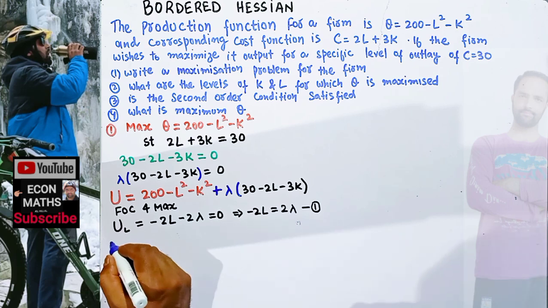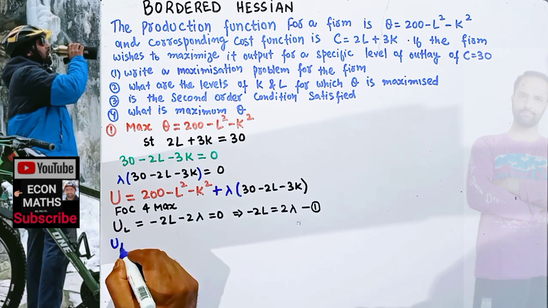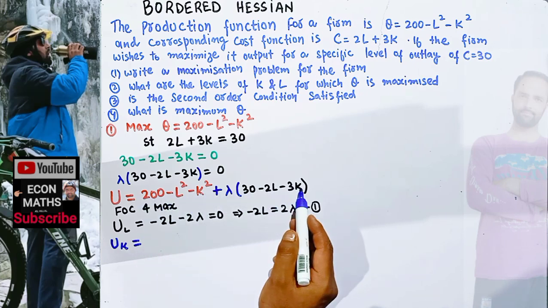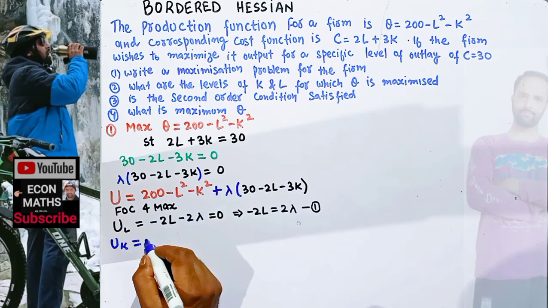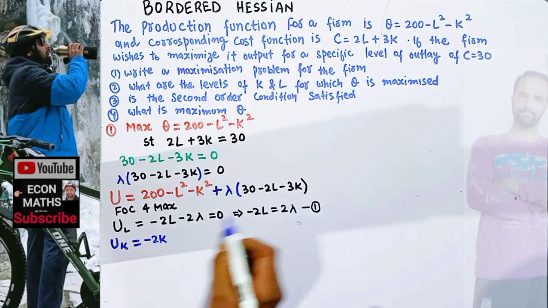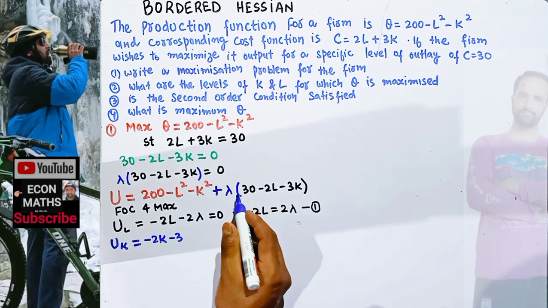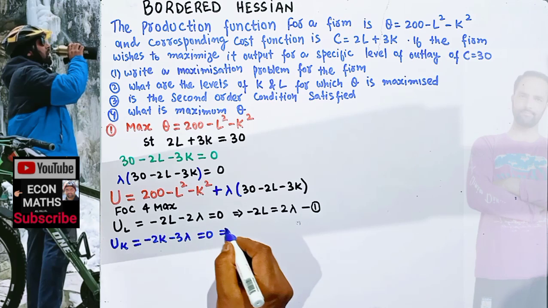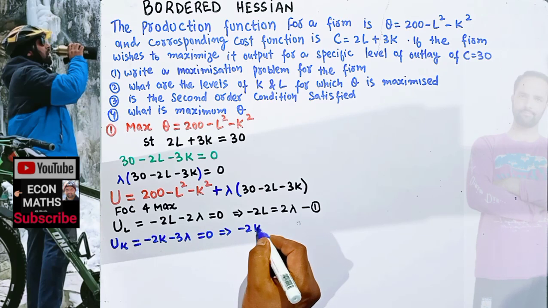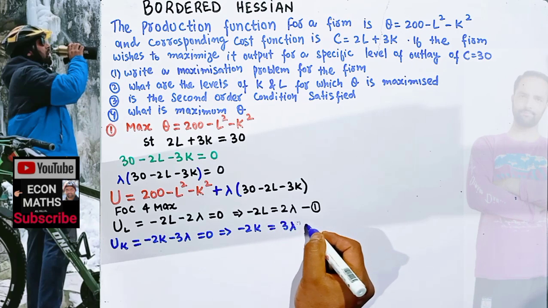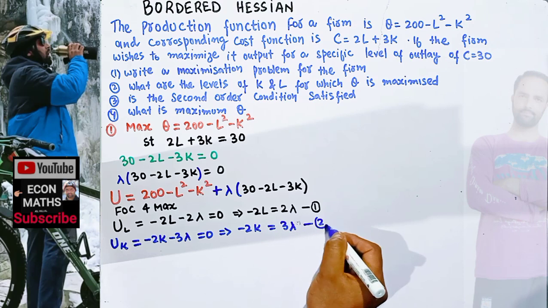Symmetrically, we take the partial derivative with respect to capital and set it equal to 0. The derivative of K square is minus 2K. The derivative of K is 1, so we are left with minus 3, and we have lambda multiplied. We set it equal to 0, which implies minus 2K is equal to 3 lambda. Let us say this is equation second.